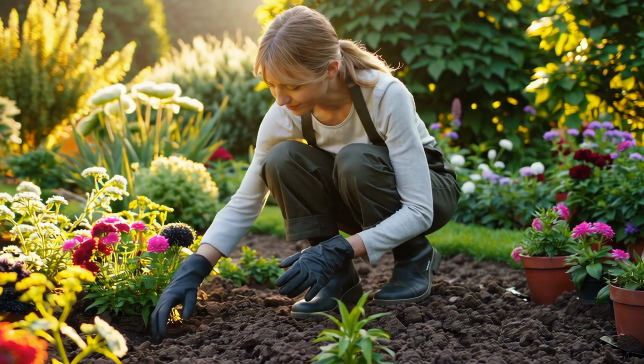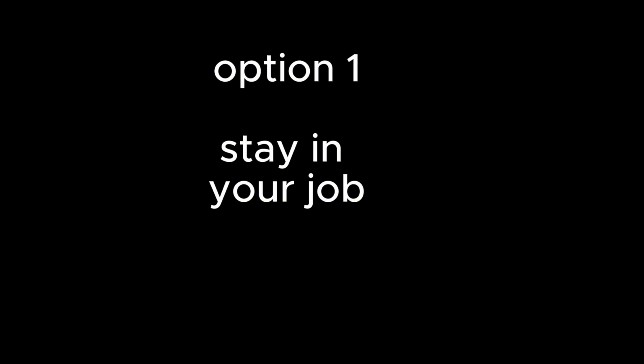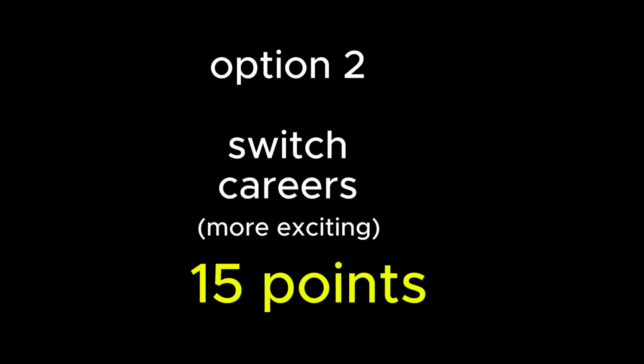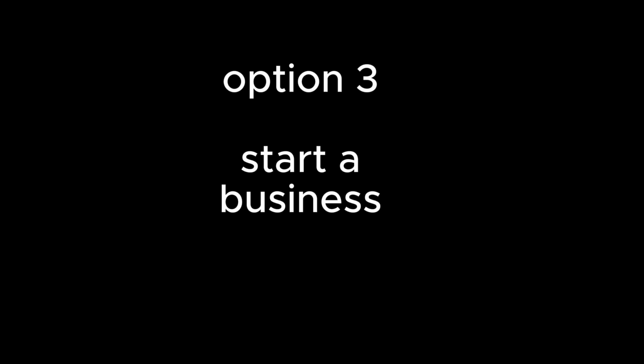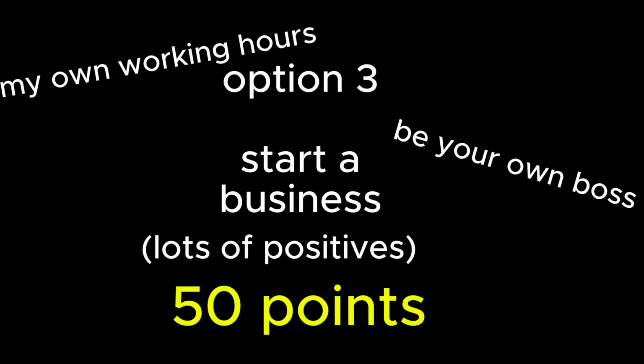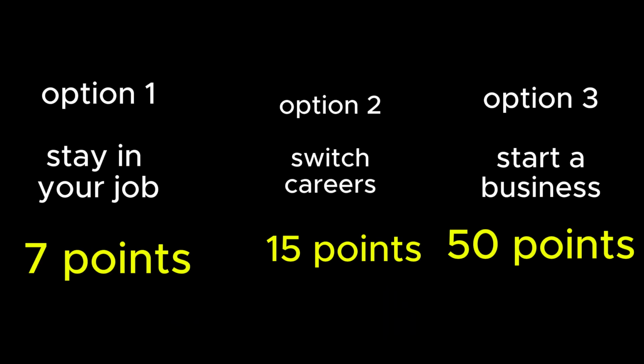Step 3. Assign utilities. How much do you value things like boredom, salary, work-life balance, or excitement? Staying in your current job might be comfortable, but not very exciting and not very fulfilling. So I can assign that a value of 7 arbitrary points. A new field would be challenging but rewarding. I can assign it 15 points. And owning your own business, while it might be incredibly tough, has some huge potential. Being your own boss, deciding your working hours, lots of positives, so we can give it 50 arbitrary points. The utility points are entirely down to you and your values.